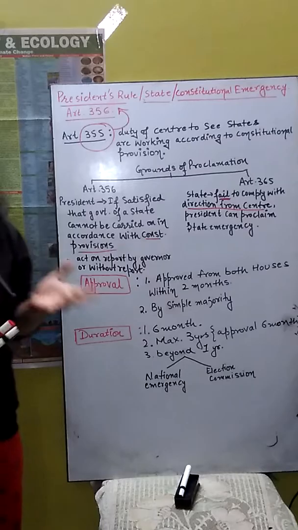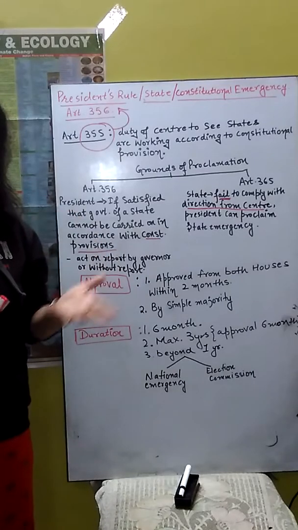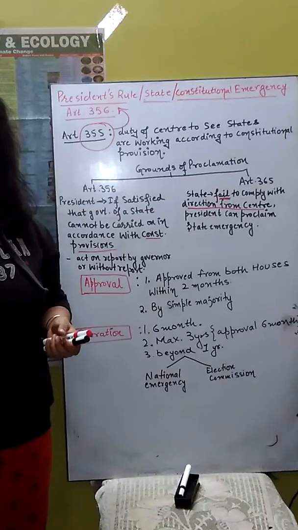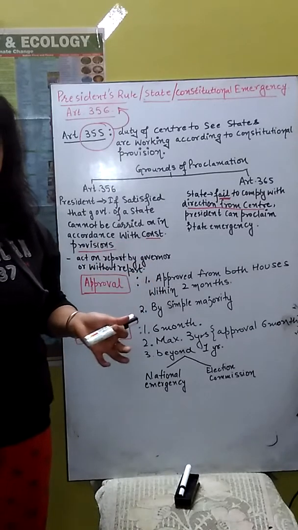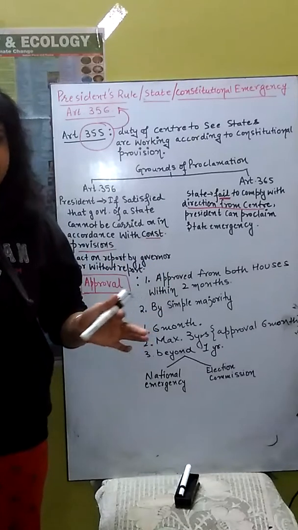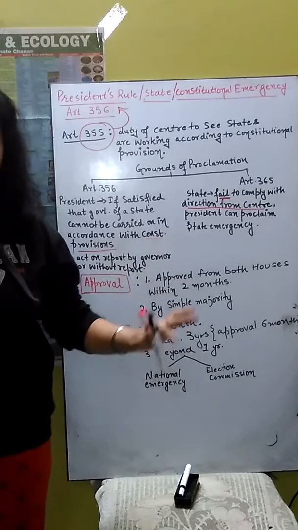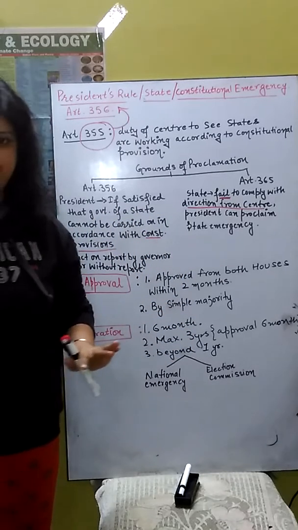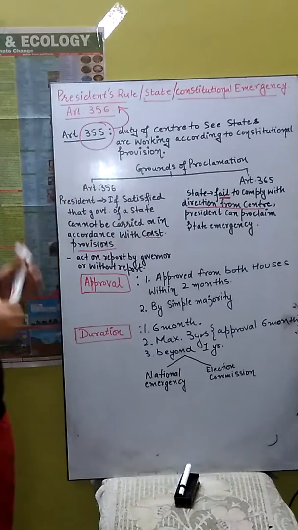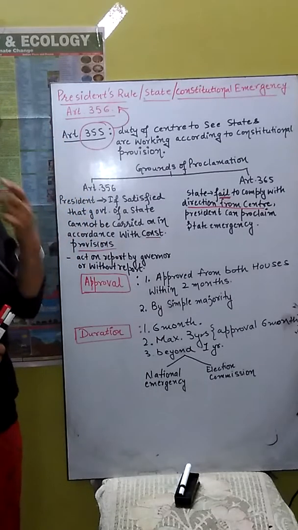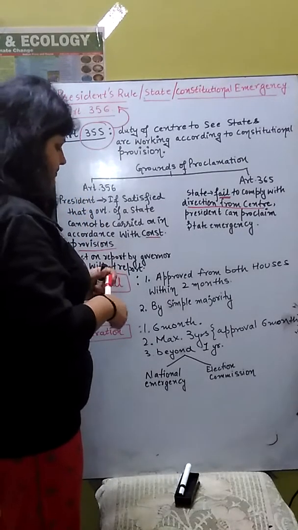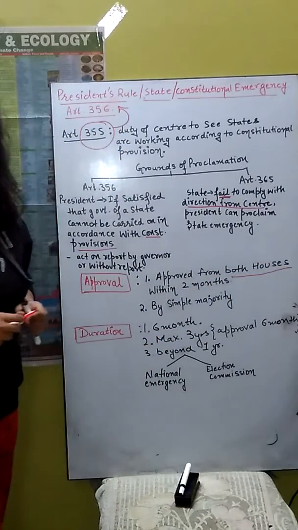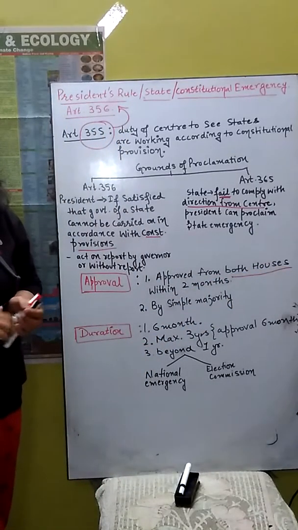Now, who gave the approval? Once the president says that in this state we are going to proclaim the president rule, in that condition, someone should be there to approve that yes, you are saying right, there should be president rule. So that approval for the proclamation is given by both the houses. They are very important. Both Lok Sabha and Rajya Sabha are required to give their approval for president rule.